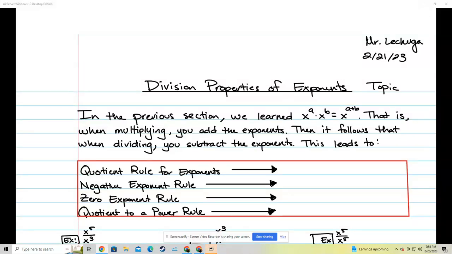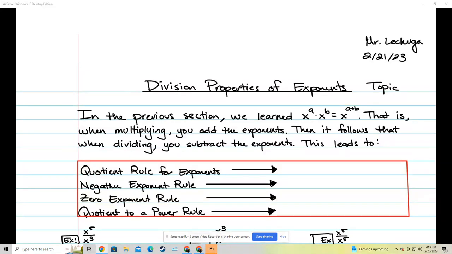Okay, so we're going to be going over division properties of exponents. If you remember in the previous section, we learned x to the a times x to the b is equal to x to the a plus b. That is to say that when multiplying, you need to add the exponents. So then it follows that when you're dividing, you're going to subtract the exponents, right? So this leads to some of these rules right here.